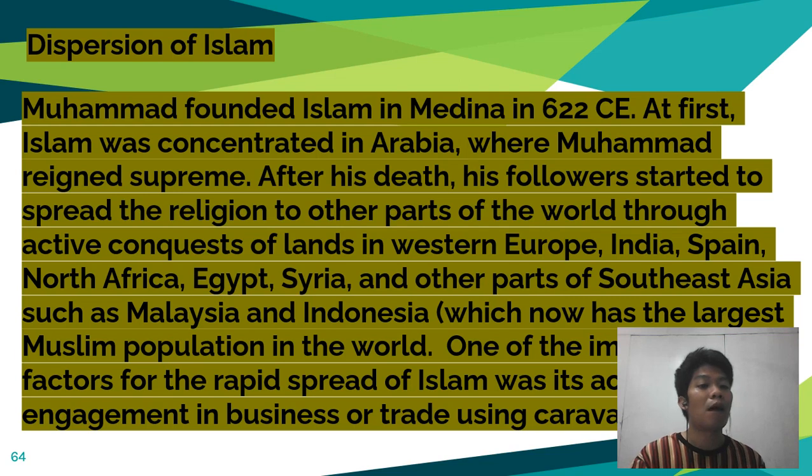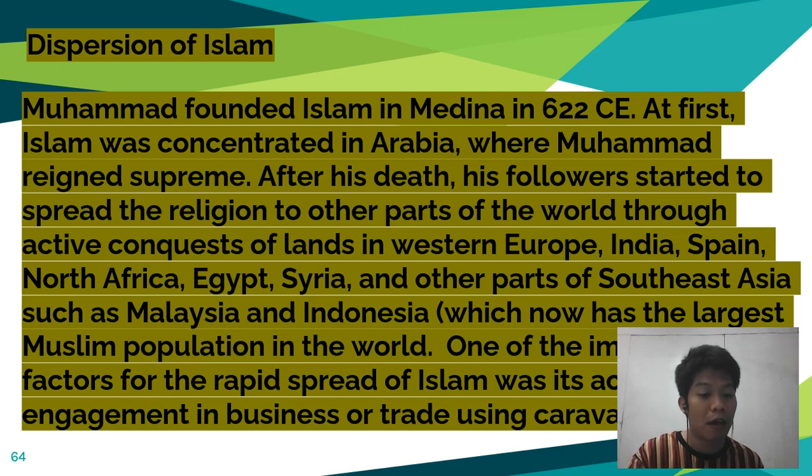Dispersion of Islam. Muhammad founded Islam in Medina in 622 CE. At first, Islam was concentrated in Arabia, where Muhammad reigned supreme. After his death, his followers started to spread the religion to other parts of the world through active conquest of lands in Western Europe, India, Spain, North Africa, Egypt, Syria, and other parts of Southeast Asia, such as Malaysia and Indonesia, which now has the largest Muslim population in the world.